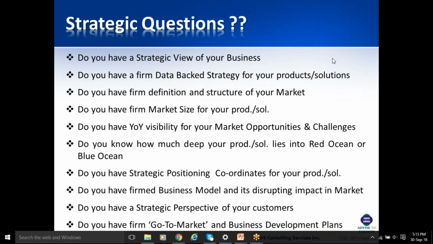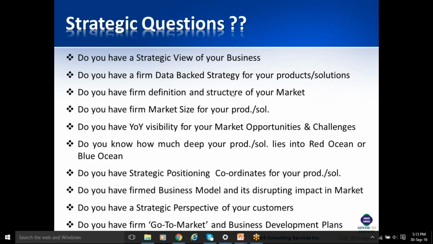Do you have a firm database strategy for your products and solution? And do you have a firm definition and structure of your market? Do you have a firm market size for your product and solution? Do you have year-on-year visibility for your market opportunity and challenges? Do you know how deep your product solution lies in the red ocean and blue ocean? Do you have a strategic positioning and coordinates for your product and solution?